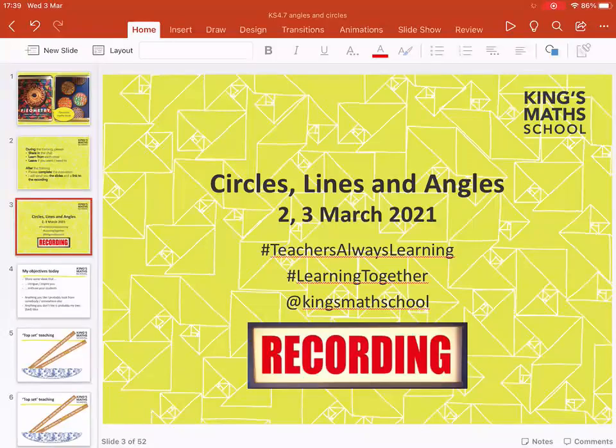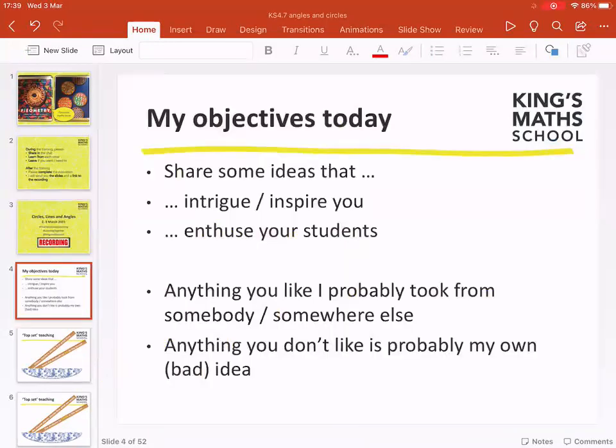So for our last session, we're going to think about circles, lines and angles. I hope it interests you. I hope it inspires you. I hope it gives you some ideas to take back to your class. I've had a little bit of feedback from people about things they've tried. Thank you very much for that. I'm always interested in finding out more.